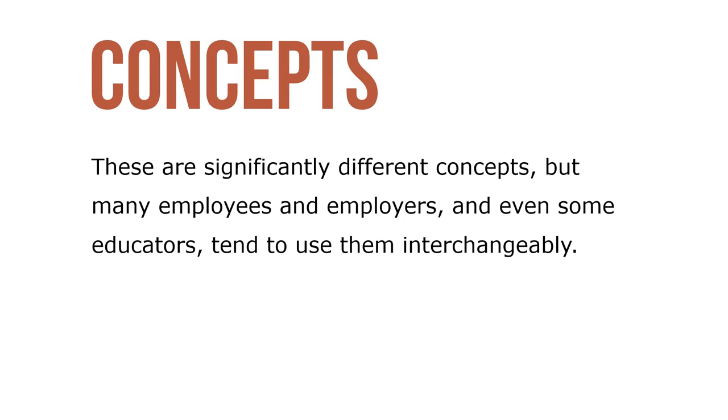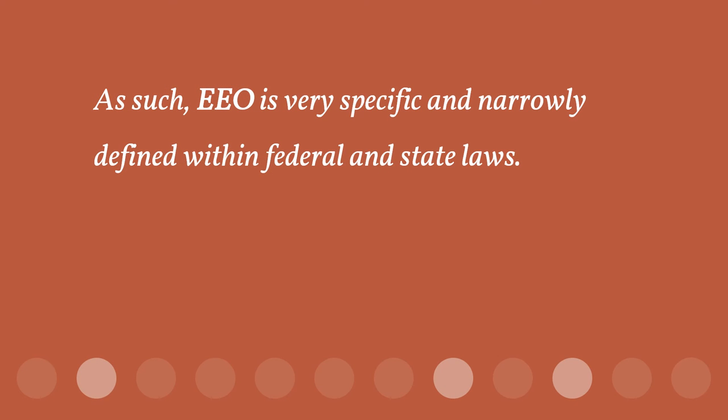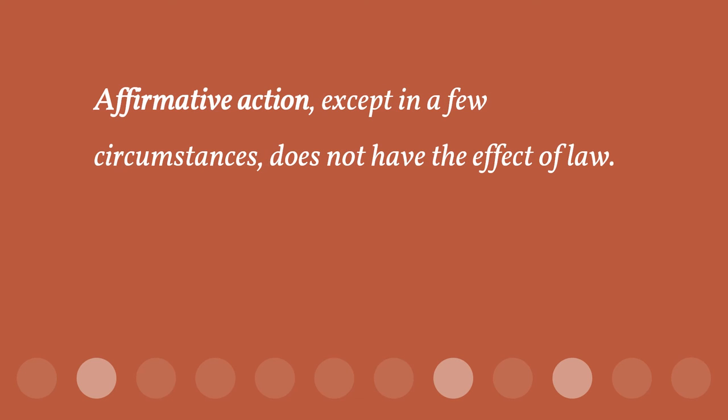There are significantly different concepts, but many employees and employers and even some educators tend to use these terms interchangeably. EEO is the term that deals with a series of laws and regulations put in place by the federal and state government level over the last 45 years. As such, EEO is very specific and narrowly defined within federal and state laws. Affirmative action, except in a few circumstances, does not have the effect of law.